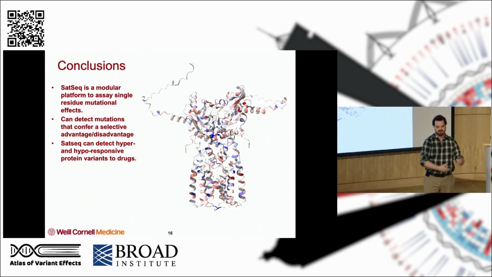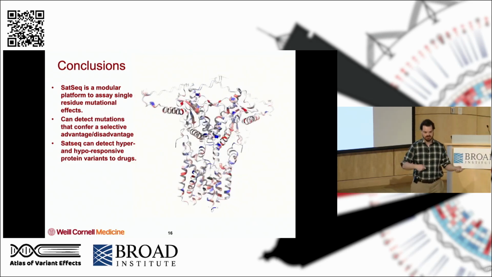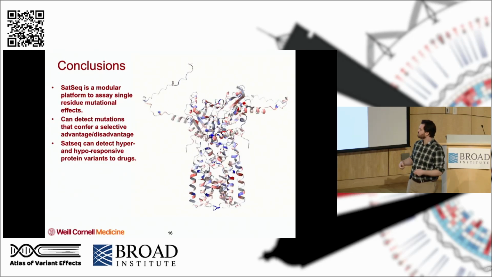So in conclusion, I'd just like to say, SatSeq is a modular pathway. We built it so that we can tweak it and put it into different systems very easily without having to resynthesize the whole library. And we are able to detect specific mutations that confer an advantage or a disadvantage in an in vivo setting. And lastly, we're able to detect hyper and hyporesponsive mutants to specific drugs.